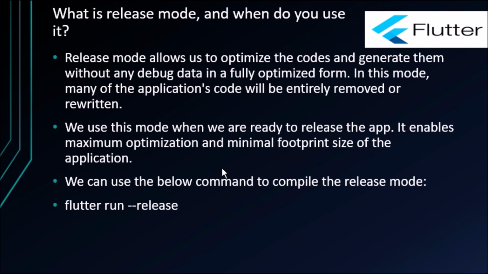What is release mode and when do you use it? Answer. Release mode allows us to optimize the code and generate it without any debug data in a fully optimized form. In this mode, many of the application's code will be entirely removed or rewritten. We use this mode when we are ready to release the app, and it enables maximum optimization and minimal footprint size of the application. As well, we can use a command to compile in release mode.